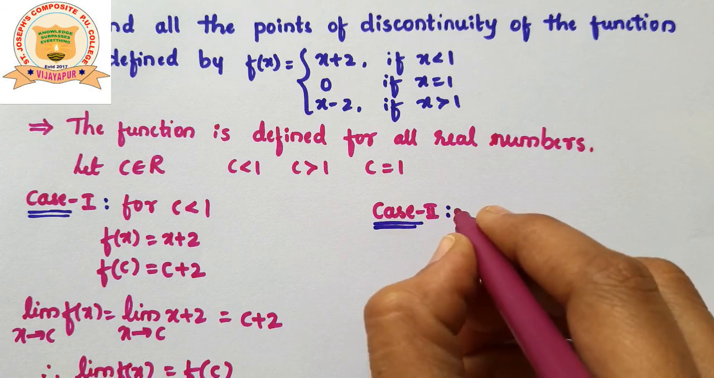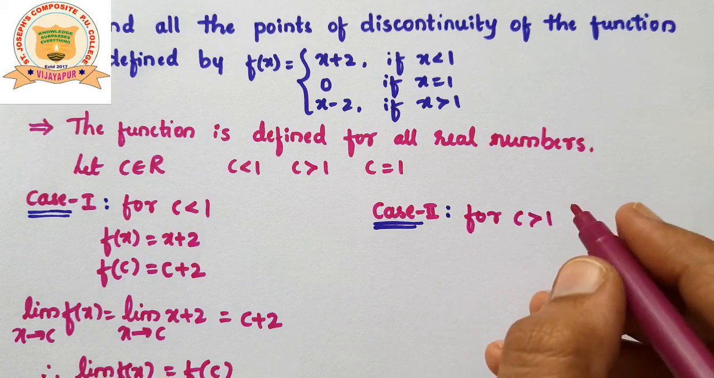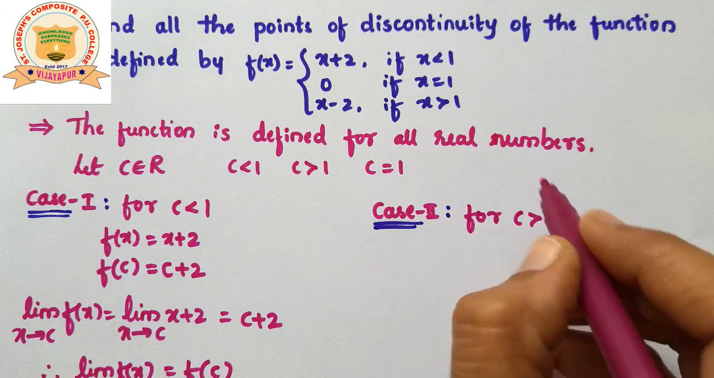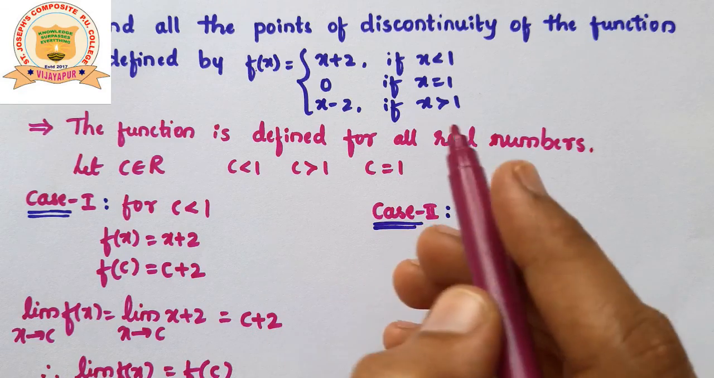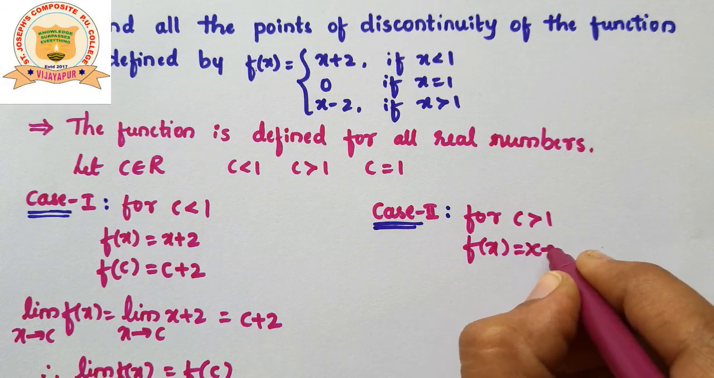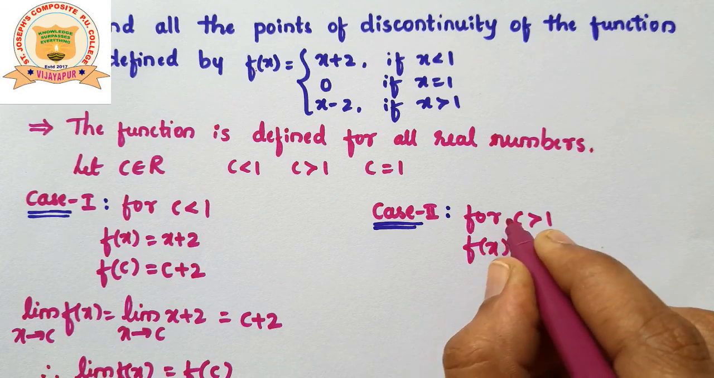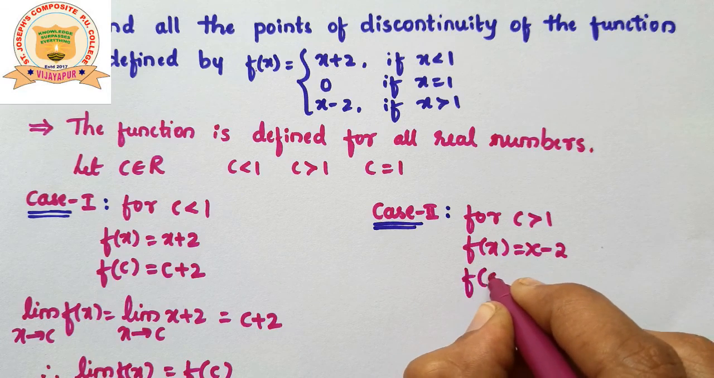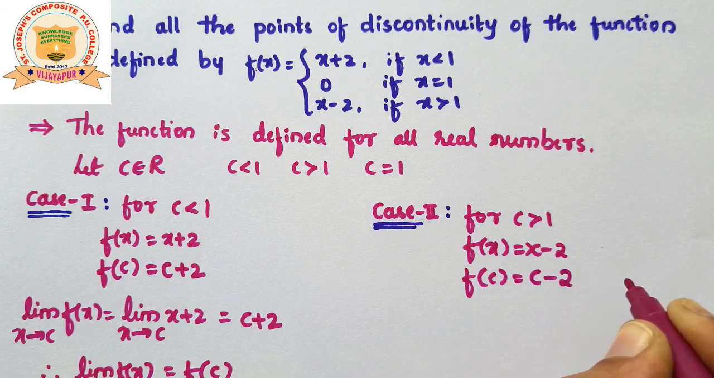Next we have case 2. For c greater than 1. For any real number greater than 1, x greater than 1, what is the functional value? Its value is x minus 2. For c greater than 1, f of x value is x minus 2. Next we have to find the functional value at x equal to c. f of c is equal to what we will get in place of x. If you substitute c, you will get c minus 2.